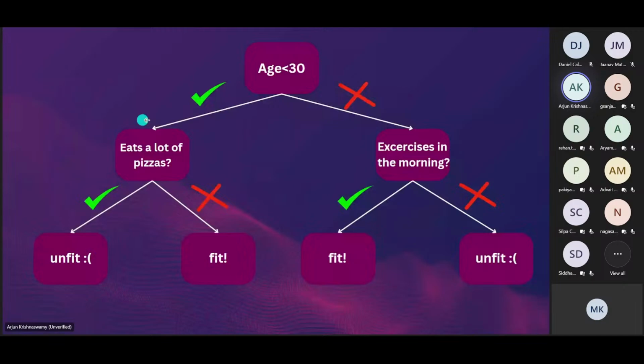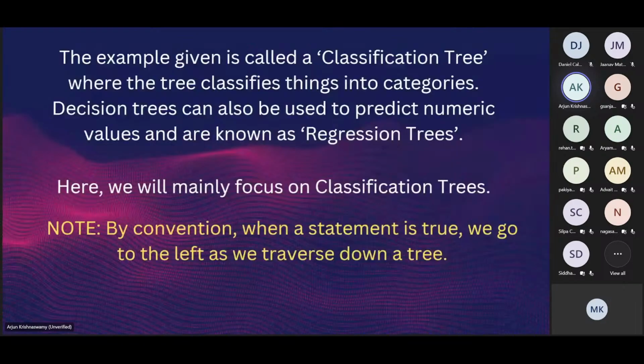So this is a very simple decision tree, and it makes things a lot clearer, because so far I've just given the formal definition, and it was only theoretical. This will improve your understanding of decision trees. The given example is called a classification tree, as it classifies the people into fit and unfit. As I had already mentioned, decision trees can also be used to predict numerical values, and they are known as regression trees. We can look at the same example here.